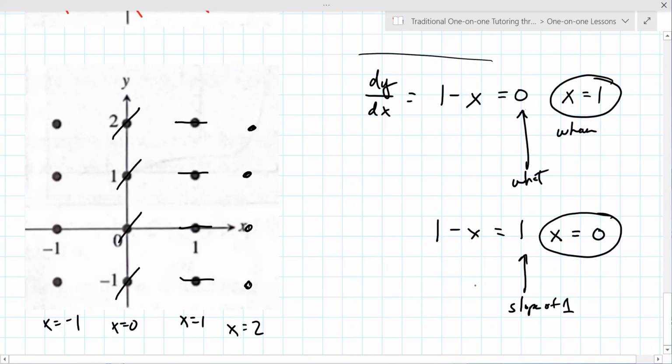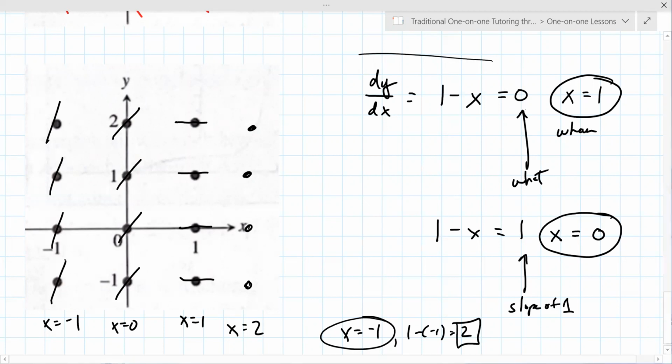Okay, now let's do it when x equals minus 1. So 1 minus minus 1 is 2. So where it is x equals minus 1, and then what it is, the slope is 2. So it's steeper. Okay, and then you could do 2. I think it would be reasonable to say x is 2, so that's where it is. And then 1 minus 2 is -1. That's what it is, the slope is -1 there. Right, okay.